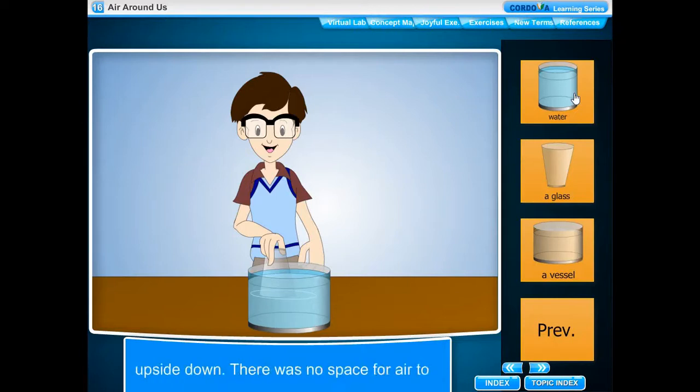When we turned it upside down, there was no space for air to escape. This air in the empty glass prevents the water from entering it. This shows that the glass that appears to be empty to us is actually filled with air. This proves that air is present everywhere around us, even in water.